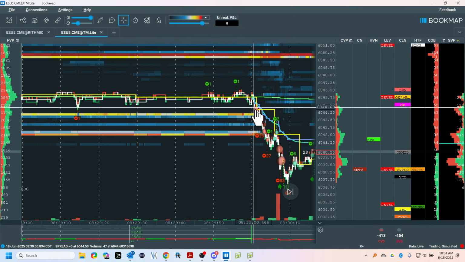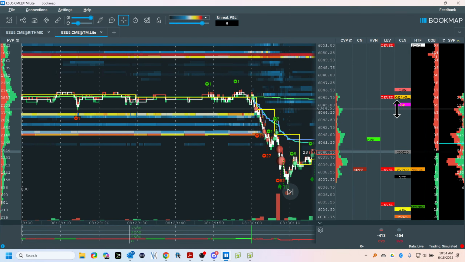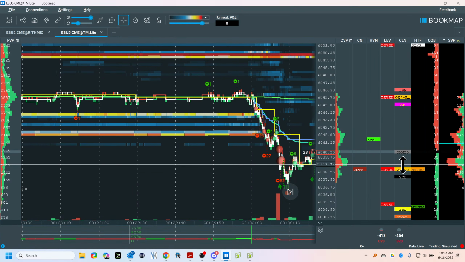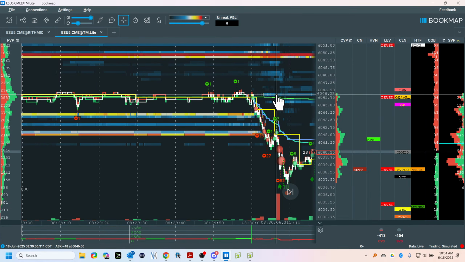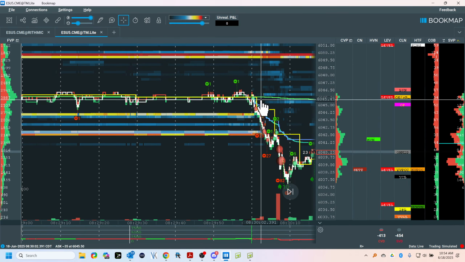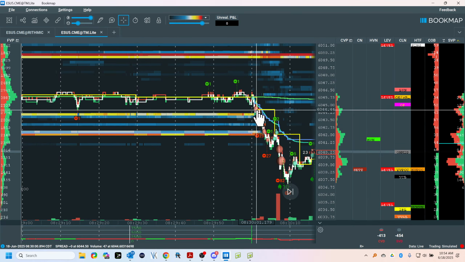So this is the RTH open. This is developing volume point of control. This might be too high. This might be too low. And of course, this is the value area. So for me, the first trades are short, and I know I might be getting jammed. So I'm okay with that. I just follow a plan. Just the way it is.